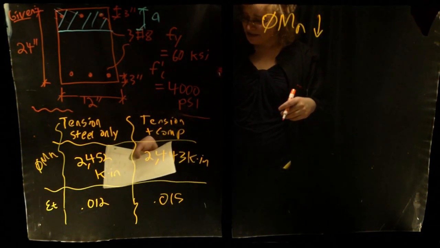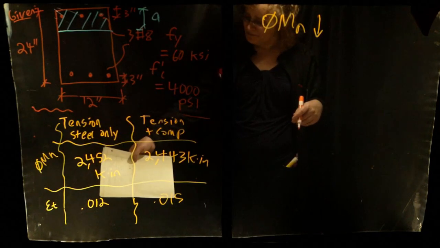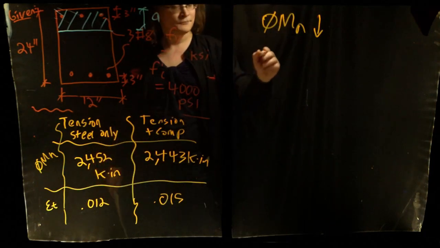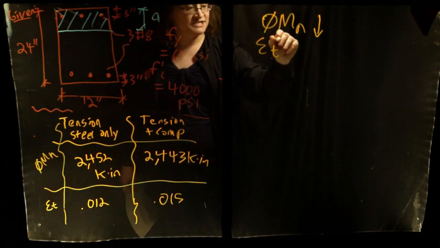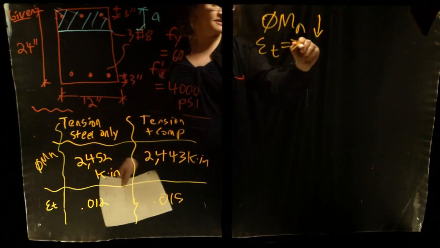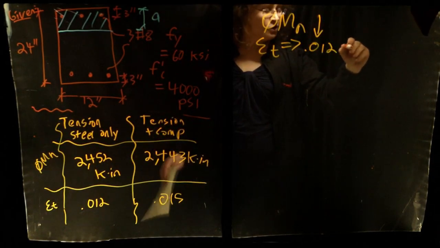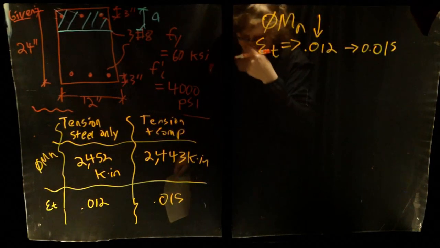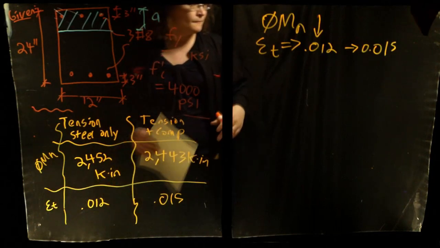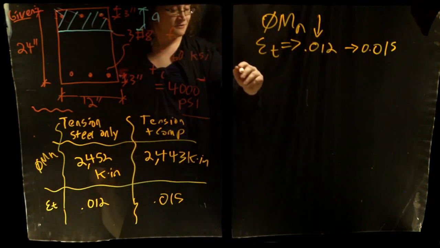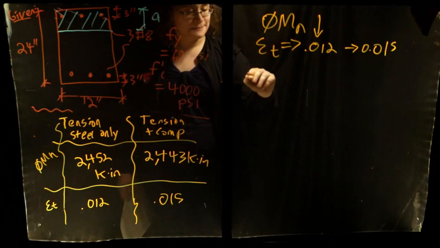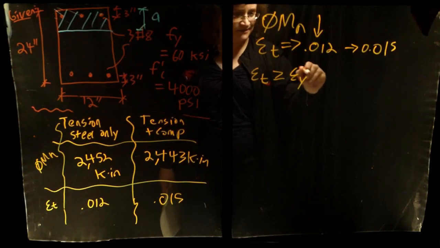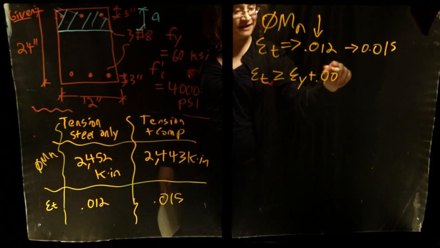But still it was more or less the same. And epsilon t did rise. Look at epsilon t, the strain in our tension steel, that went from 0.012 to 0.015. And that may not seem like a lot because strain just by its nature is represented by small values. But think about this. Remember, to be tension controlled, your epsilon t must be greater than or equal to epsilon y, the yield strain of the steel, plus 0.003.